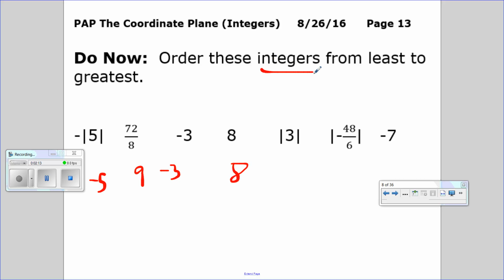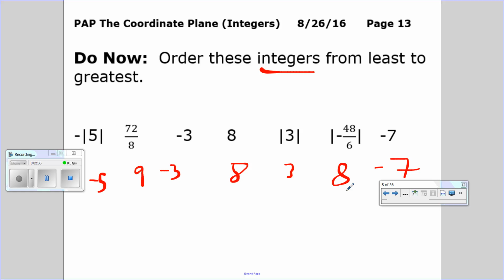Again, what is an integer? A positive or negative whole number that includes 0. How far is 3 from 0? 3 units. What's 48 divided by 6? Or how many 6s go into 48? 8 times. So that's negative 8. How far is negative 8 from 0? 8 units. And negative 7.